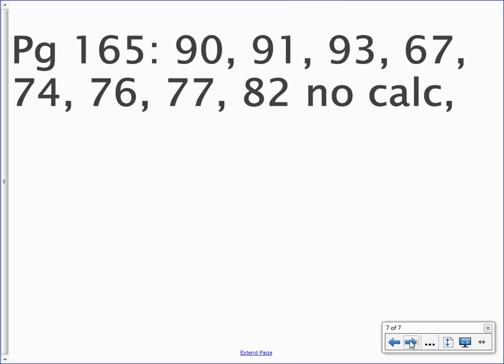So here is your homework. Not very many problems once again. On number 82, it does say something about use your calculator. Don't do that. I don't want you to do that.